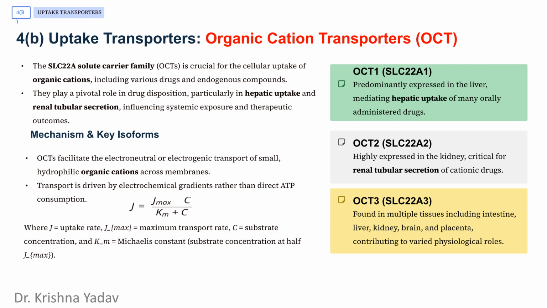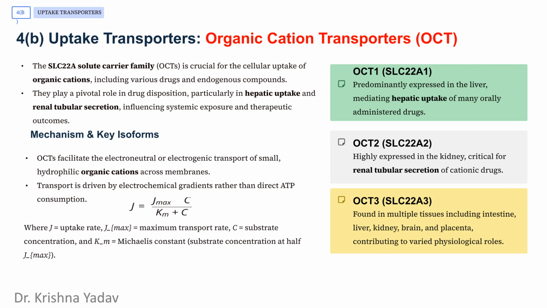Organic cation transporters, or OCTs, belong to the SLC22A solute carrier family and are responsible for the cellular uptake of organic cations, including many drugs and endogenous compounds. They play a key role in drug disposition, particularly in hepatic uptake and renal tubular secretion, thereby influencing systemic exposure and therapeutic outcomes. Mechanistically, OCTs transport small hydrophilic cations across membranes via electrochemical gradients without direct ATP consumption. Their kinetics follow J, Jmax, and Km, similar to carrier-mediated systems.